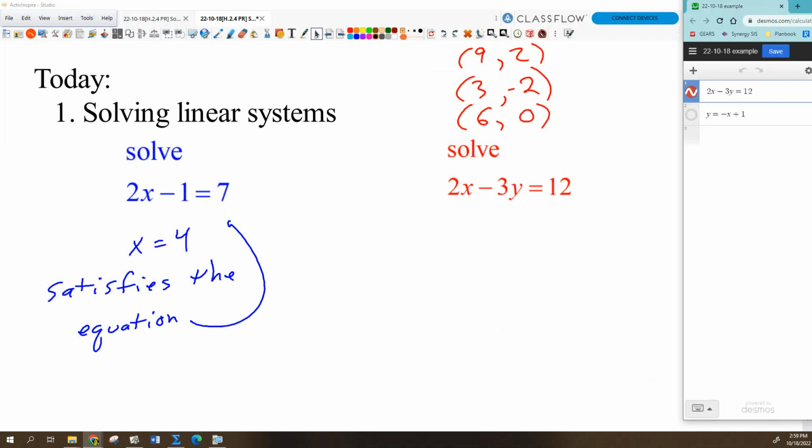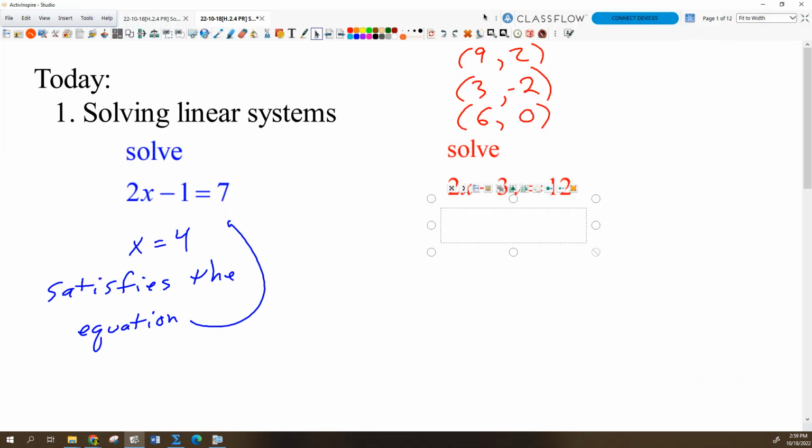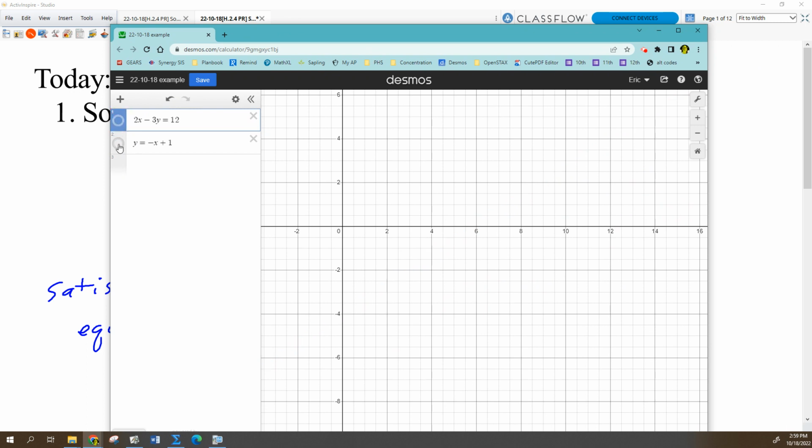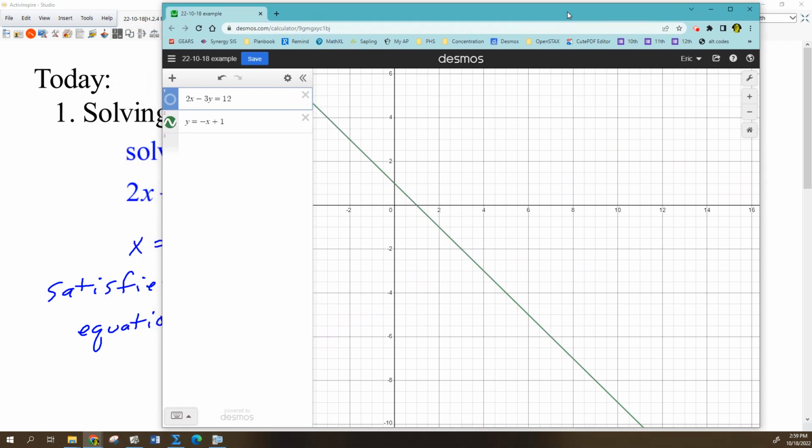Well, let's look at a system. There's another equation. How many solutions are there to the green equation? How many ordered pairs would satisfy the green equation? An infinite number, right? And I can see that here. If I turn the red one off and turn the green one on, there are an infinite number of ordered pairs that would satisfy the green equation. We could come up with some if we wanted to.